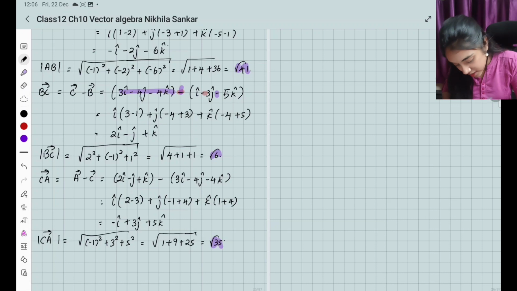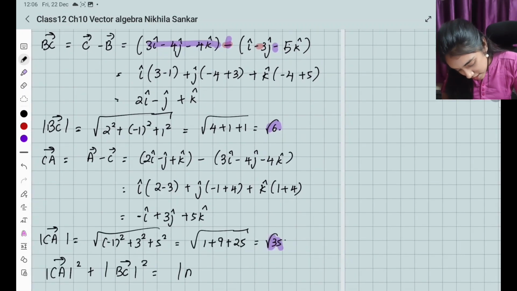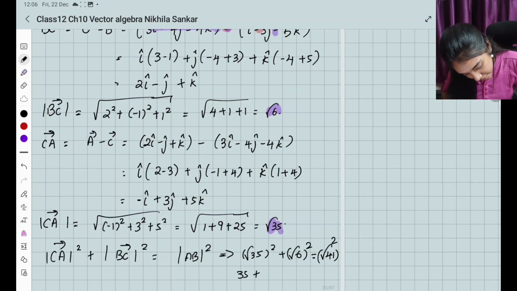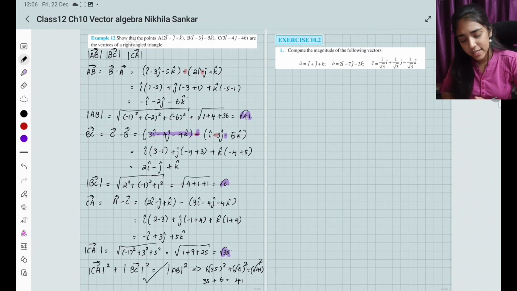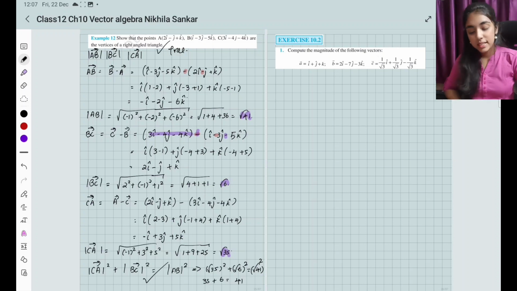So from this it is clearly seen. I can write CA square plus BC square equals AB square, because root 35 the whole square plus root 6 the whole square equals root 41 the whole square. So I have 35 plus 6 equals 41, which means this is true. And these are the coordinates of a right angle triangle. So this is true, and we showed that. Okay. Please copy. So with this, we are done with the example questions. Let's move on to the exercise questions.